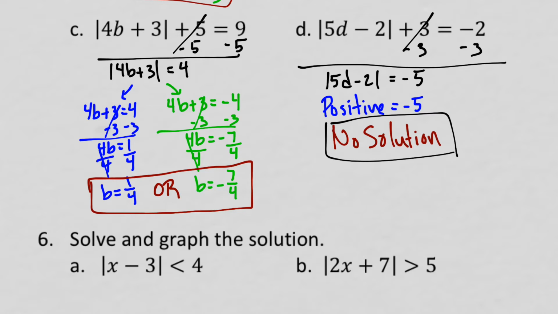Okay, here you go. These are the correct solutions for C and D. In C, I subtracted the 5 first, and I got 4. And then at that point, I split it up into two, one with positive 4, one with negative 4. On this side, I subtracted 3 and I got 1, and then I divided by 4 to get 1/4. On the other side, I subtracted 3 to get negative 7, and then I divided by 4 to get negative 7 over 4. So those are your two solutions. B equals 1/4 or B equals negative 7/4. For part D, I also subtracted 3 and I got negative 5, but at that point I stopped because it's saying that the positive number is equal to negative 5, so therefore there is no solution because that's impossible.